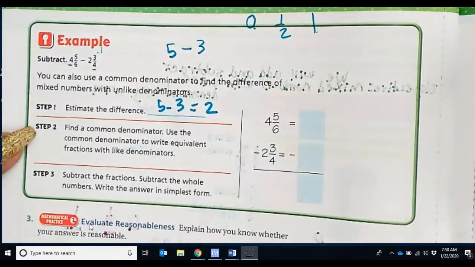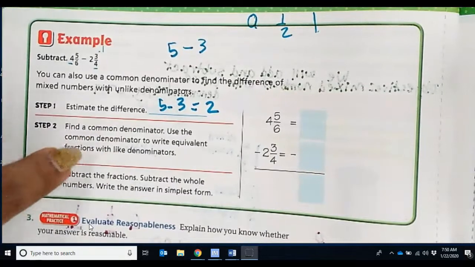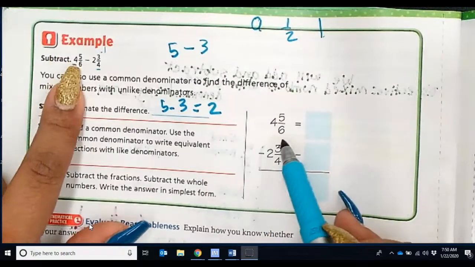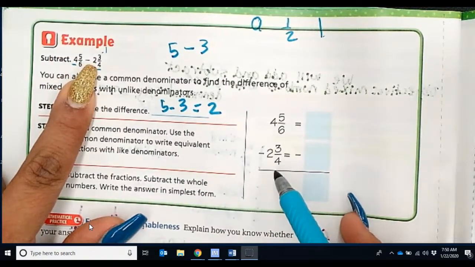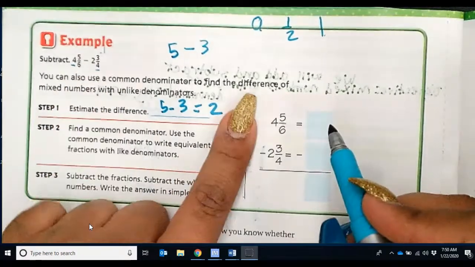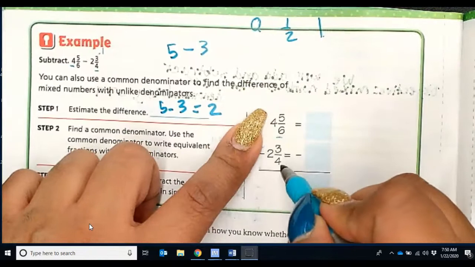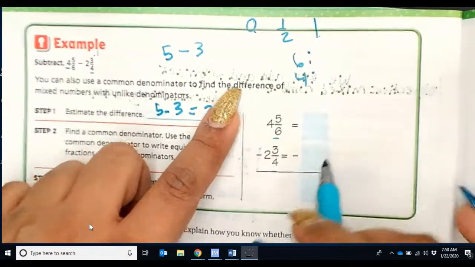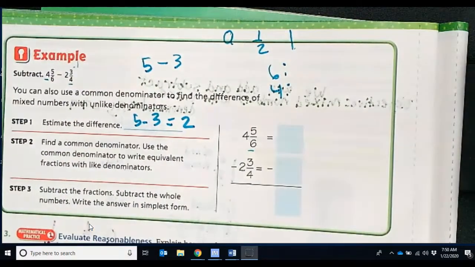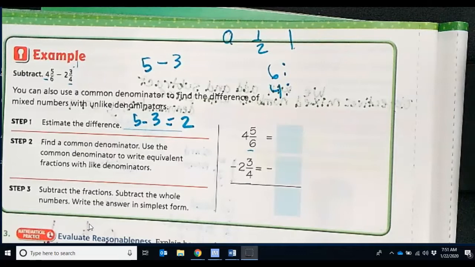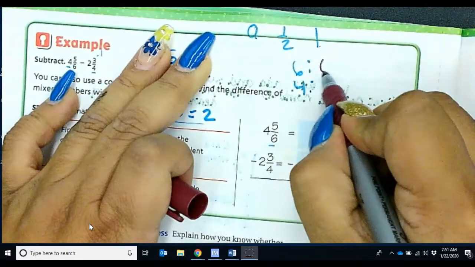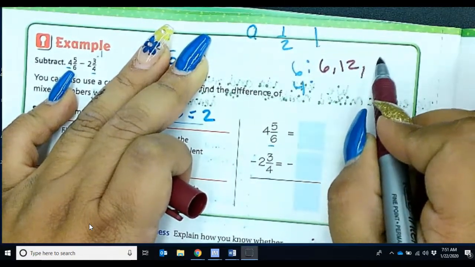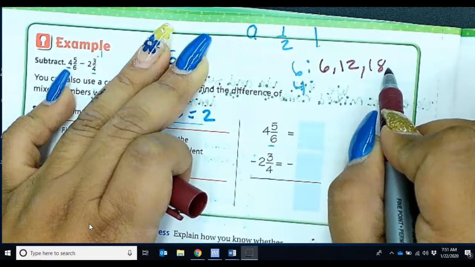Now, I need to move on to step 2 to find the common denominator and use that to find the equivalent fractions. So here we have the problem. 4 and 5/6 minus 2 and 3/4. So now, I need to write the multiples of my denominators, 6 and 4. So I'm going to write them here, 6 and 4, and I'm going to write the multiples. You know what, let me do it a different color. So we're going to do 6. What's after 6? Multiples, 12, and then add another 6, 18. I'm going to stop right there.